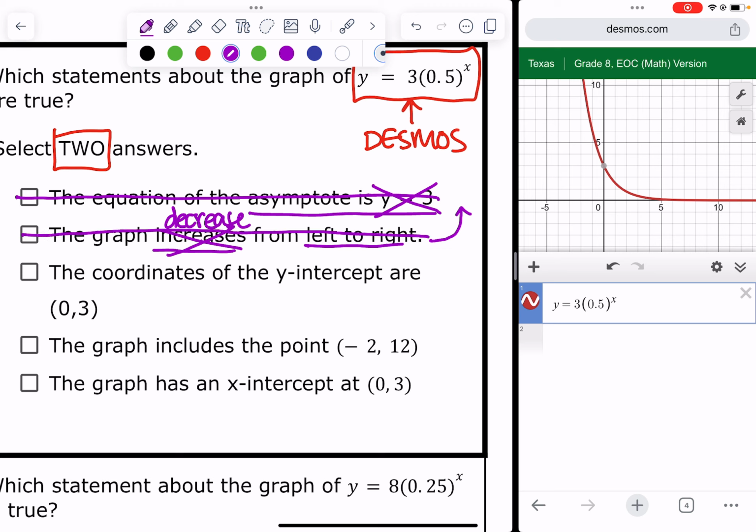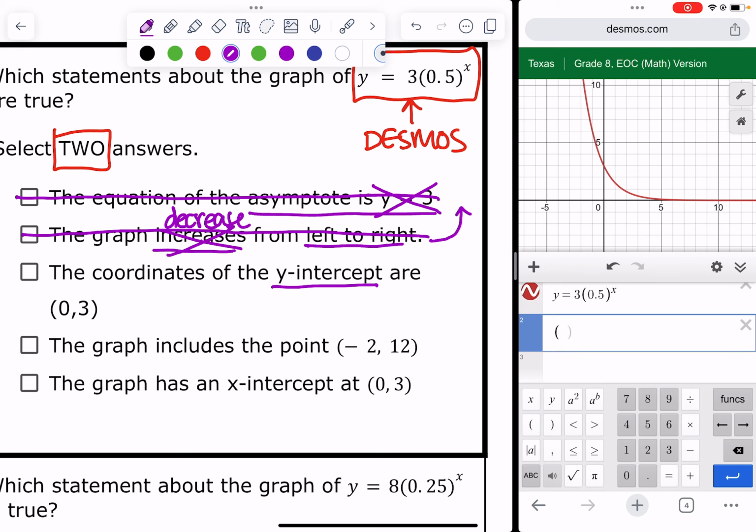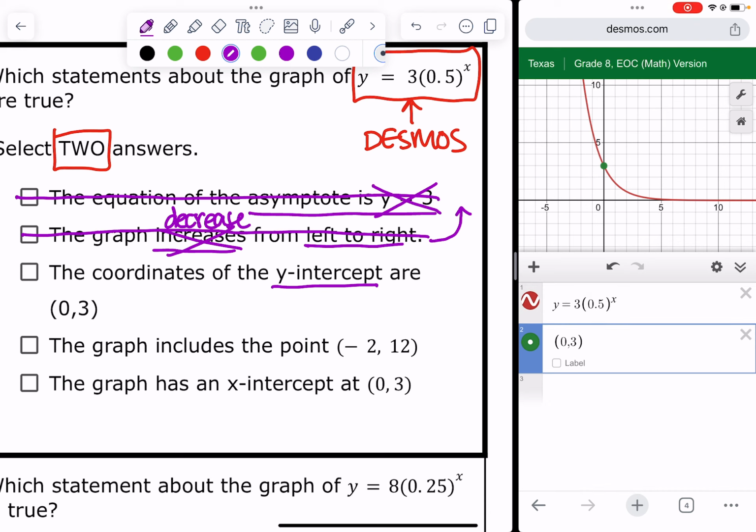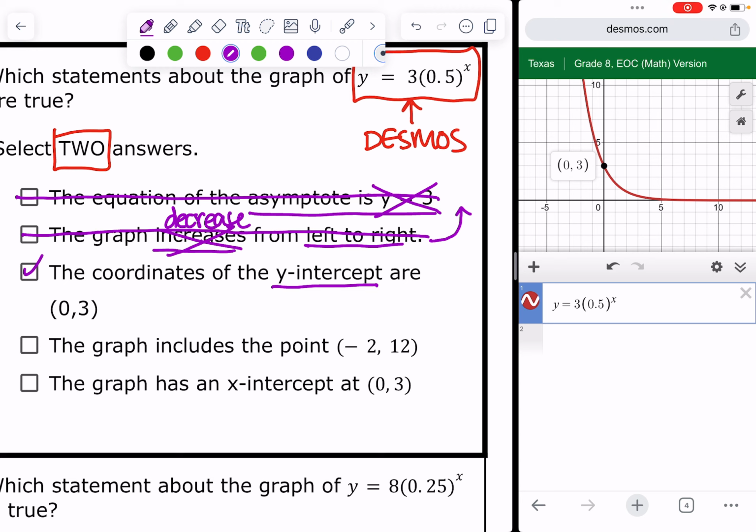The coordinate of the y-intercept are 0, 3. If I put parentheses 0, 3, and it does land on the y-intercept, that's good. I can also check by touching the red graph, and there it is, 0, 3. So this is an answer. And it also says the graph includes the point -2, 12.